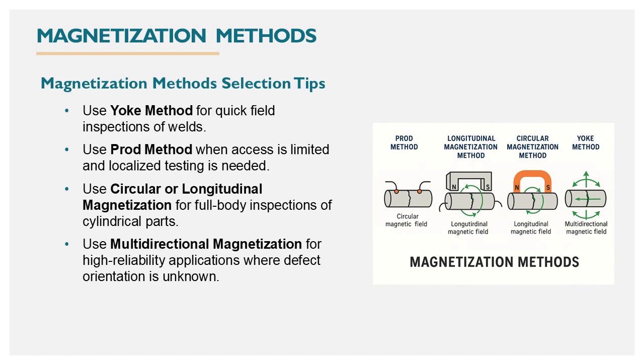Magnetization method selection tips. Use the yoke method for quick field inspections of welds. Use the prod method when access is limited and localized testing is needed. Use circular or longitudinal magnetization for full body inspections of cylindrical parts. Use multidirectional magnetization for high reliability applications where defect orientation is unknown.